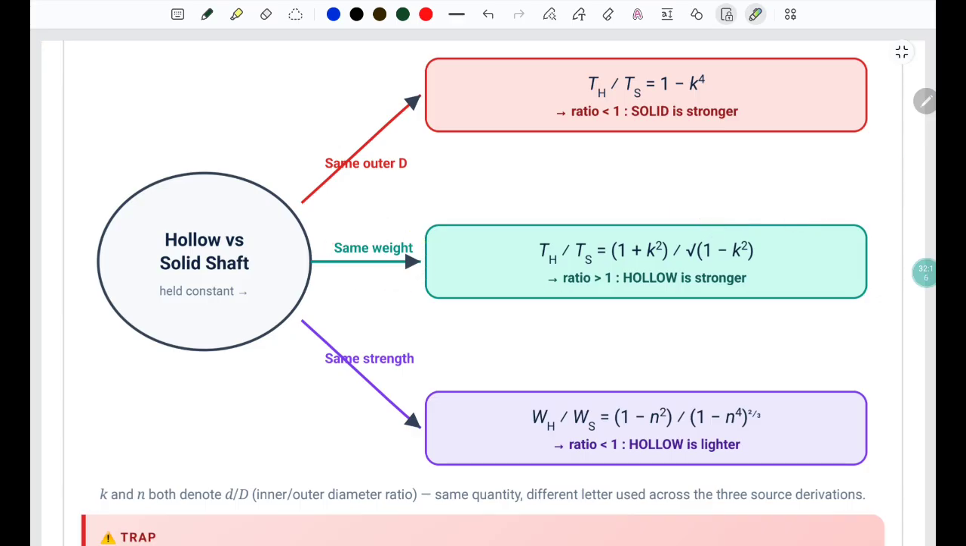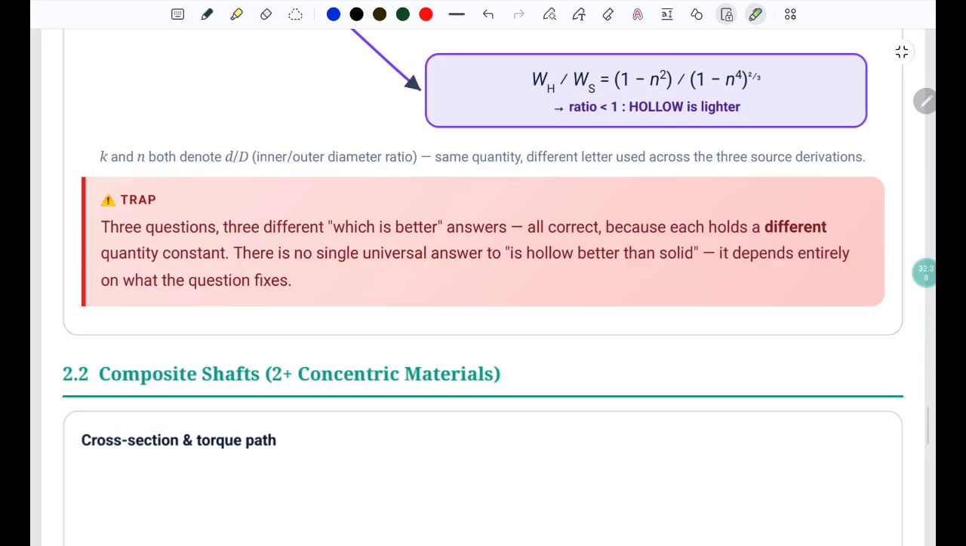And when there is the same shear strength or permissible strength tau p, the ratio of the weights is given by 1 minus k square over 1 minus k to the power 4, to the power 2 by 3. Here I have used n instead of k. And since this ratio is less than 1, we can say that hollow is lighter.